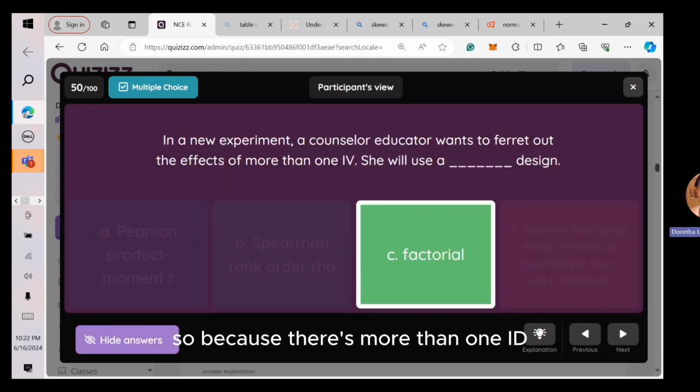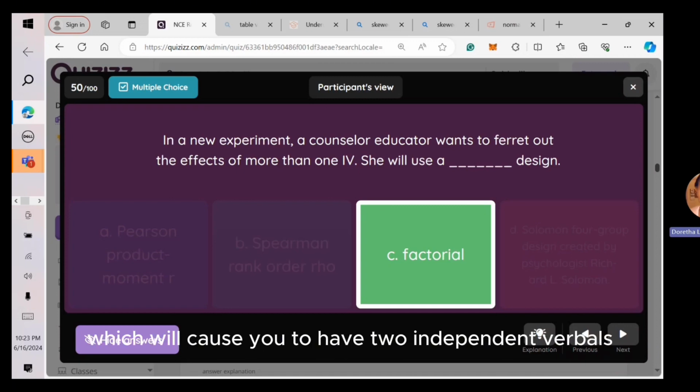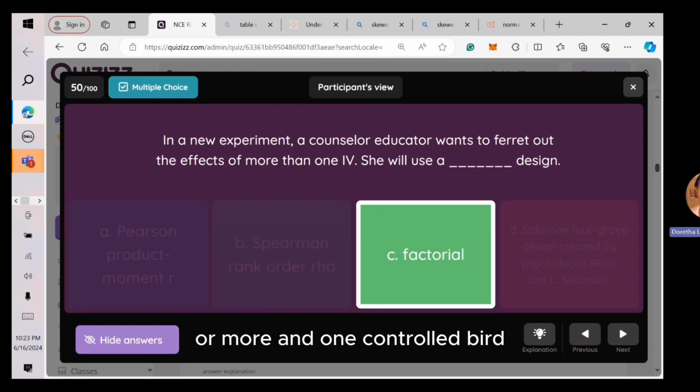So, because there's more than one IV, guess what we're choosing? Factorial, also known as factorial ANOVA, right? We talked about that before. Having more than one IV is when you're going to use it. If you have two variables, you'll have a t-test, right? A t-test would be like the control group and the independent variable. But when you use a factorial ANOVA, you're going to have more than one IV, which will cause you to have two independent variables or more and one control group.